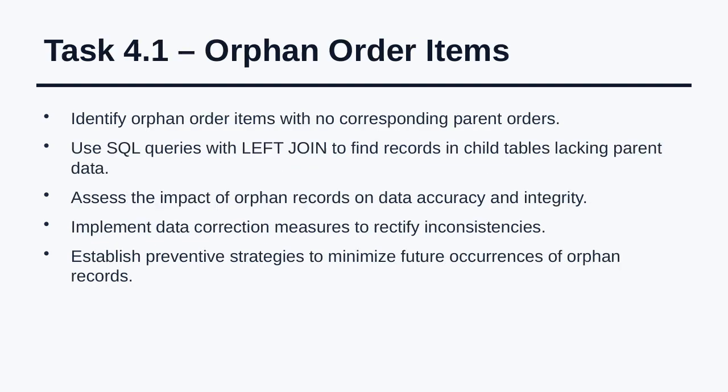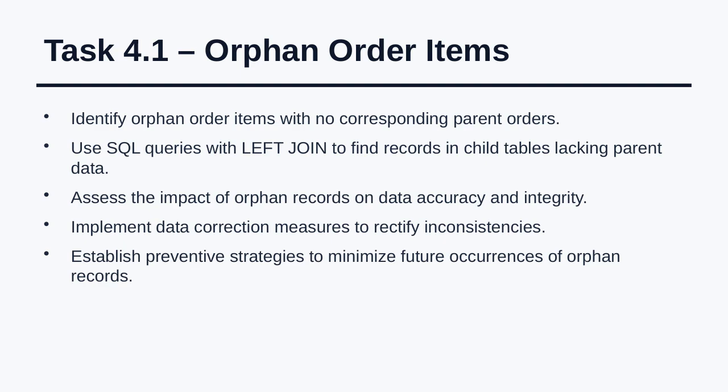When dealing with data in a warehouse, it's important to ensure that every order item is linked to a valid parent order. Sometimes we encounter what's called orphan order items. These are records in the child table that don't have a matching entry in the parent order table. To find these, we can use SQL queries with a left join, which helps us identify child records that lack corresponding parents by checking where the joined parent data is missing. This is crucial because orphan records can distort reports, cause inaccurate analysis, and undermine overall data integrity.